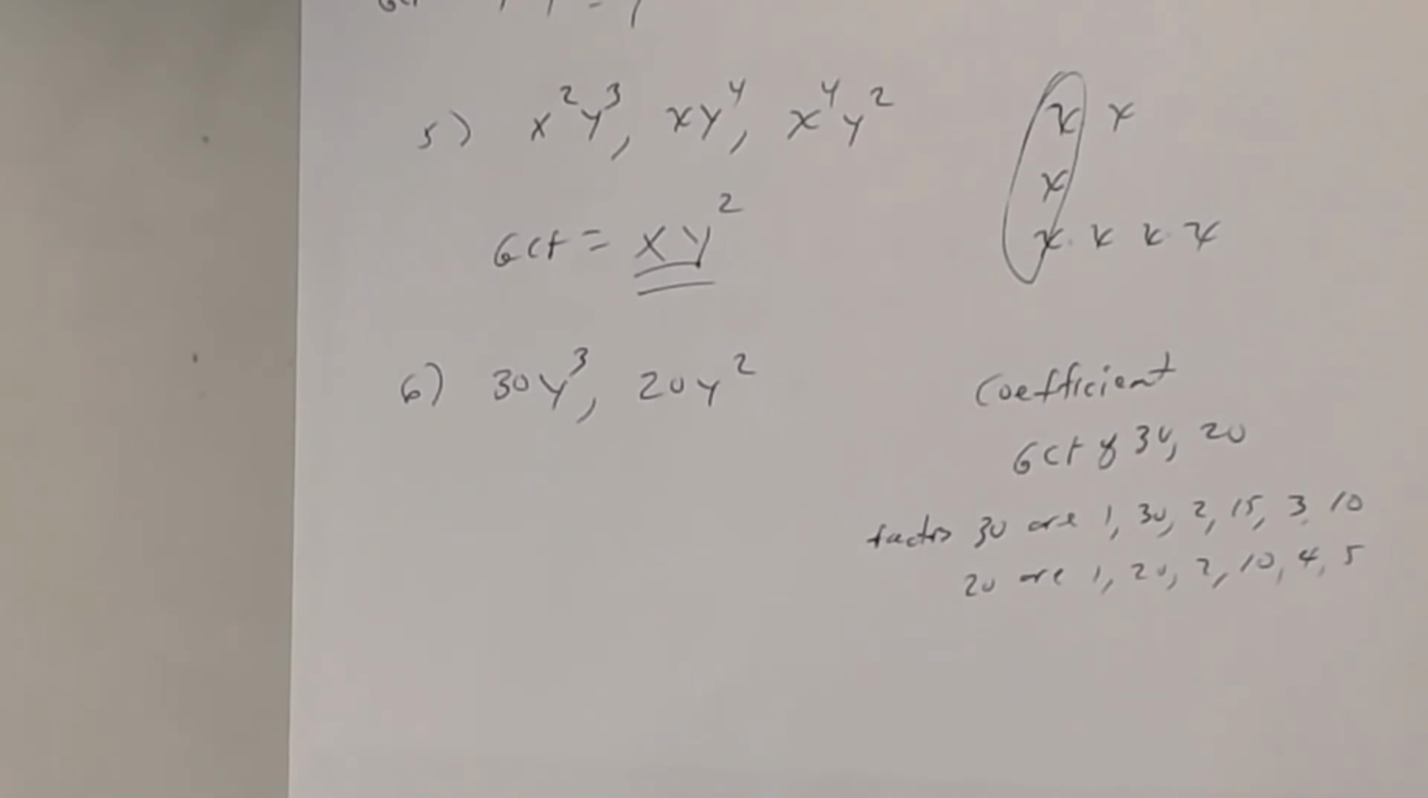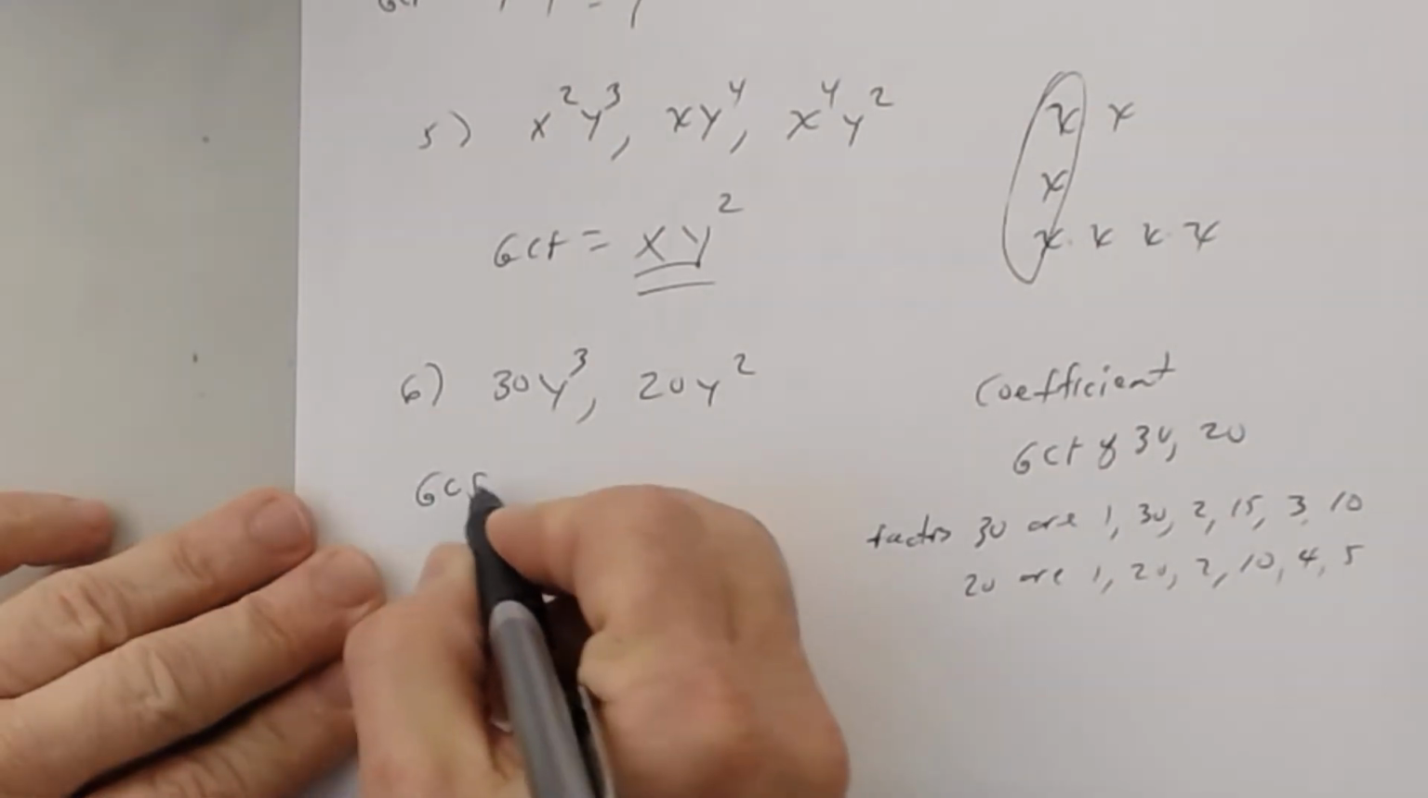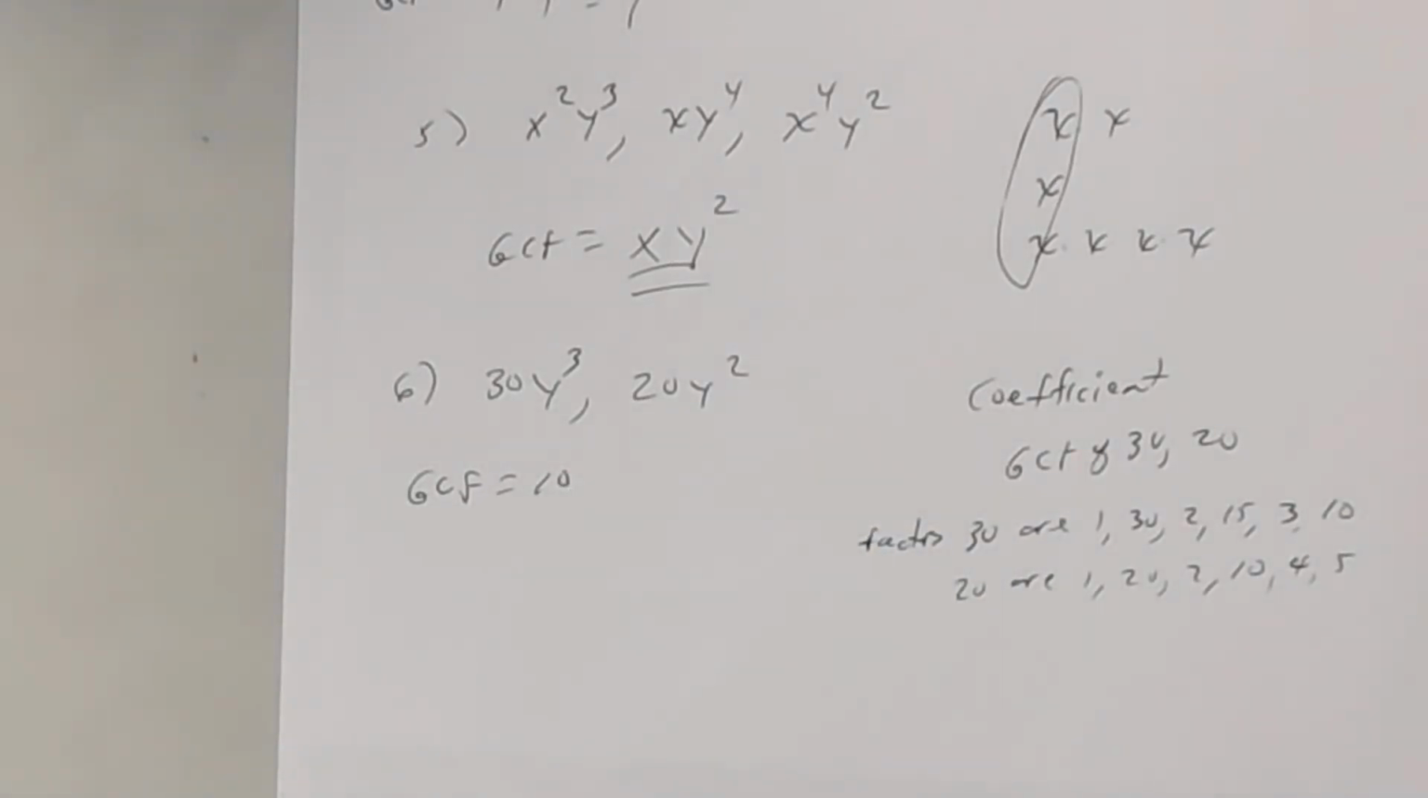And also what I think you may need to do is not very quickly say what you think it is, but actually write it out. Okay? Write it out. So the GCF of the coefficients is what? 10. So far my GCF will be 10 times.